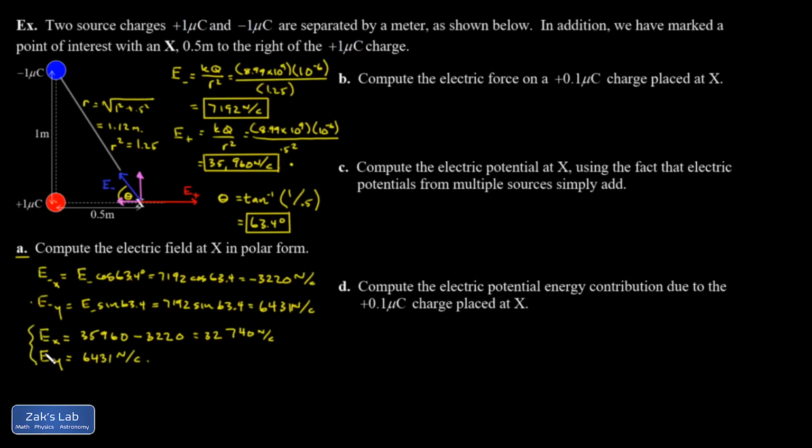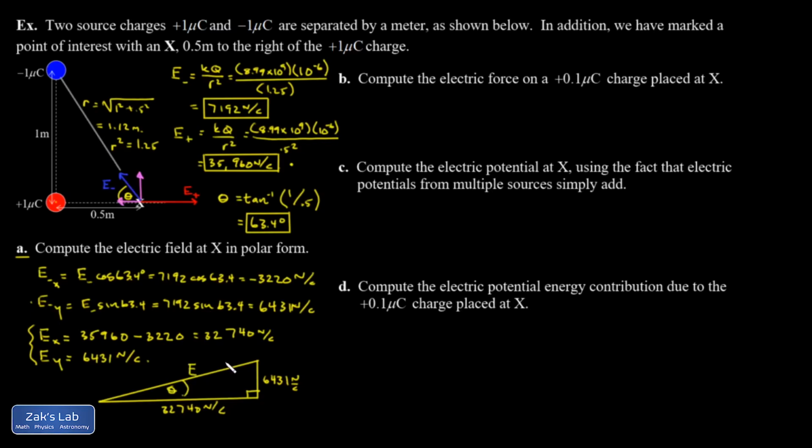And now I have the total X and Y components of this vector, and I'm almost ready to put it into polar form. So to finish with the polar form calculation, I draw a triangle. My Y component is 6,431 newtons per coulomb. My total X component, 32,740 newtons per coulomb.